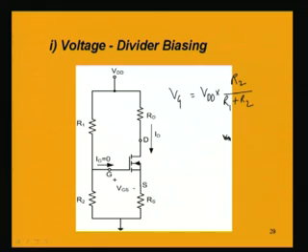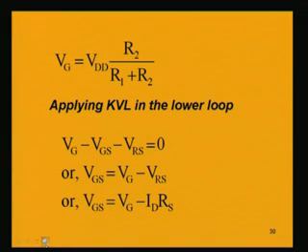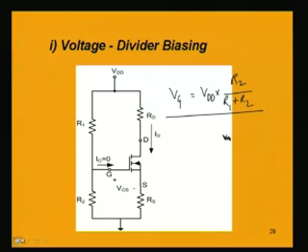Now, if we know this Vg, then we can apply KVL, Kirchhoff's voltage law, in the lower loop, this loop.